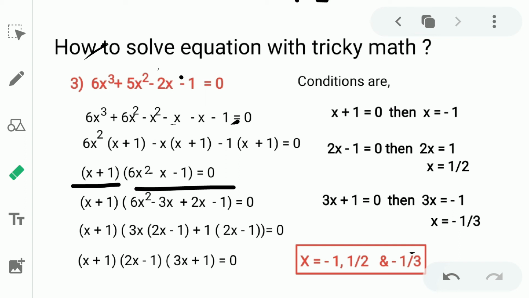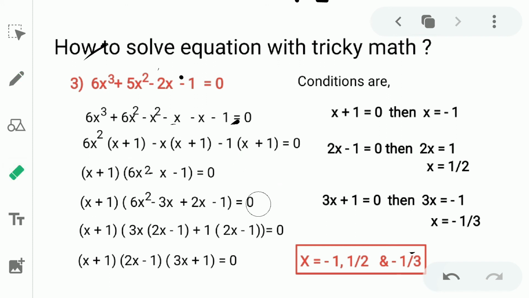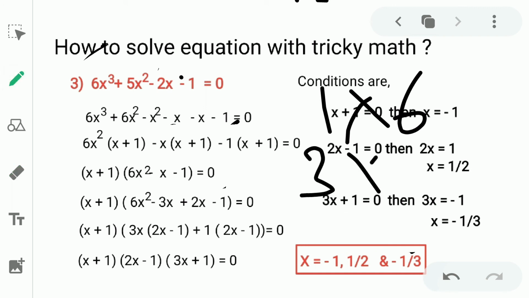Now here we use the same formula which we used just before to solve the above question. So here is 6, here is 1. So 1 into 6. But we need minus 1. So 3 multiplied by 2 equals 6, and 3 minus 2 equals 1. Here this way, minus 3x plus 2x equals minus x.